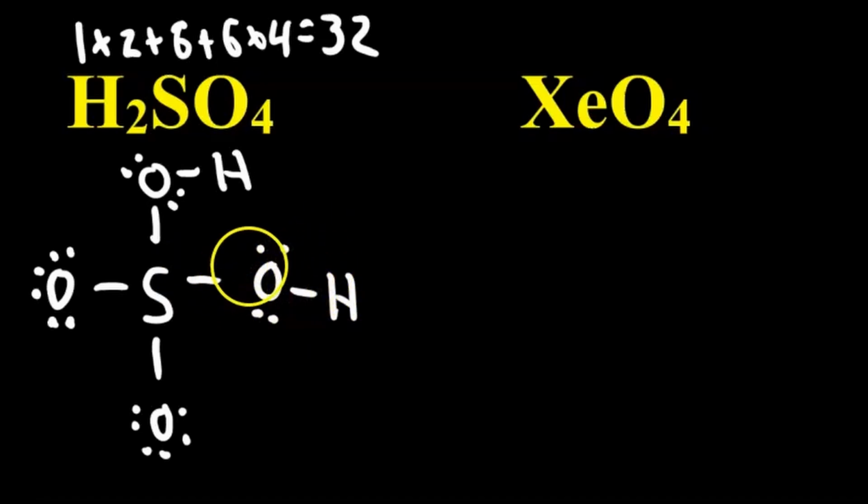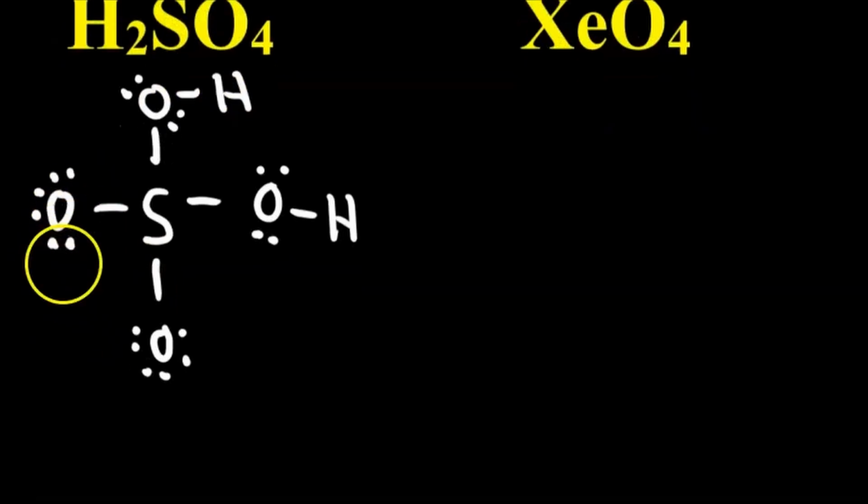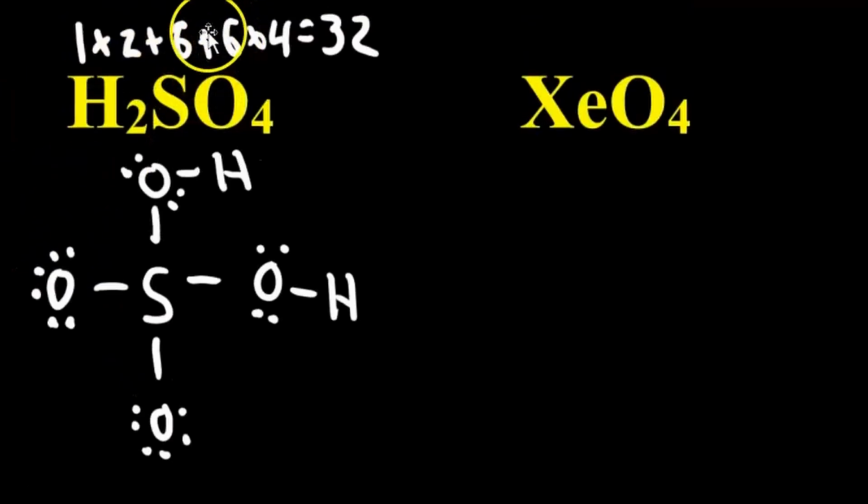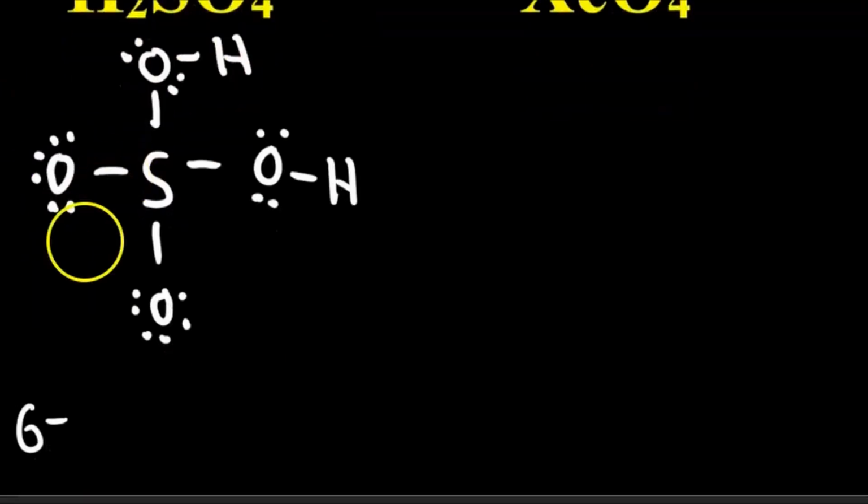Now we need to add the charges. So we want the expected to equal the owned. And for this oxygen here, we expect there to be 6 electrons. And charge equals expected minus owned. So expected is 6 based on the periodic table. It owns 1, 2, 3, 4, 5, 6 plus 1 from the bond. It owns 7. So its charge is -1.